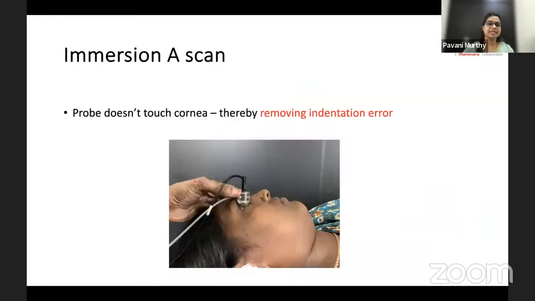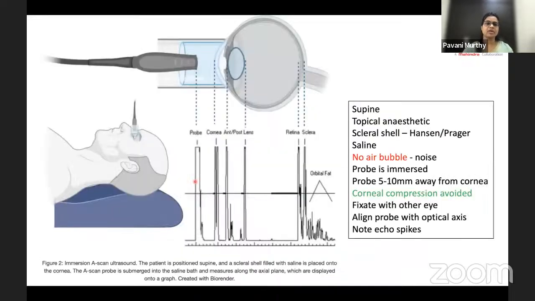Coming to immersion scan, here since the probe does not touch the cornea, this removes the indentation error. So you have to ask the patient to lie down supine. Of course, explain the procedure to the patient, make the patient lie down supine, put a drop of topical anesthetic, place a scleral shell, and fill it with saline or methylcellulose depending upon the manufacturer's guideline. Make sure that there are no air bubbles, which will increase the noise, since the probe is immersed and the probe is almost 5 to 10 millimeters away from the cornea.